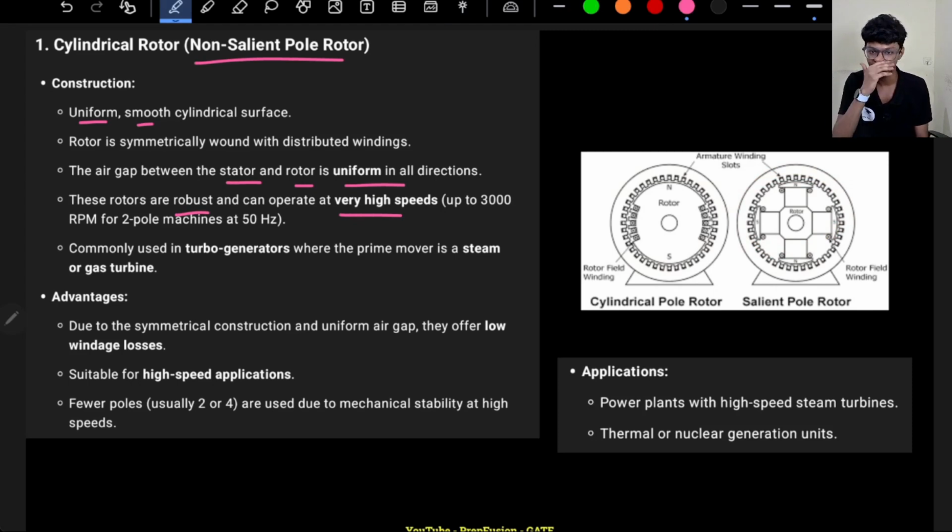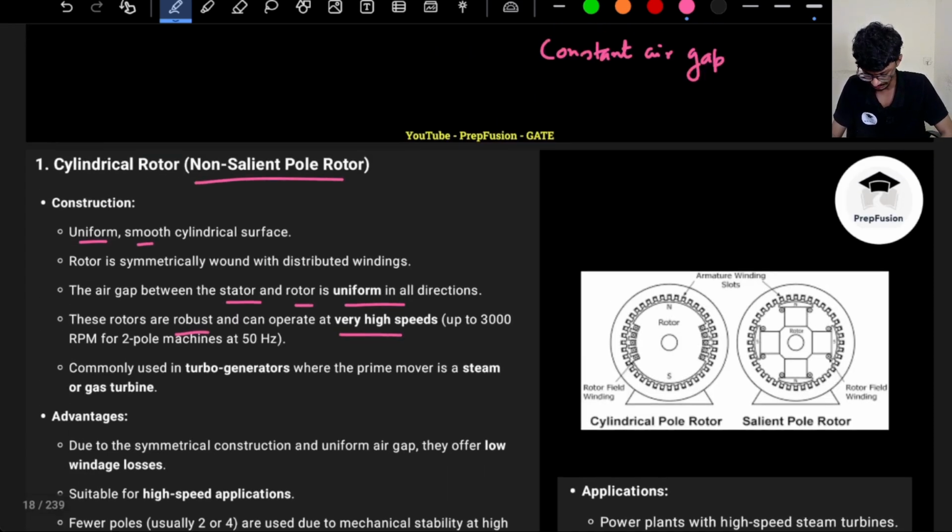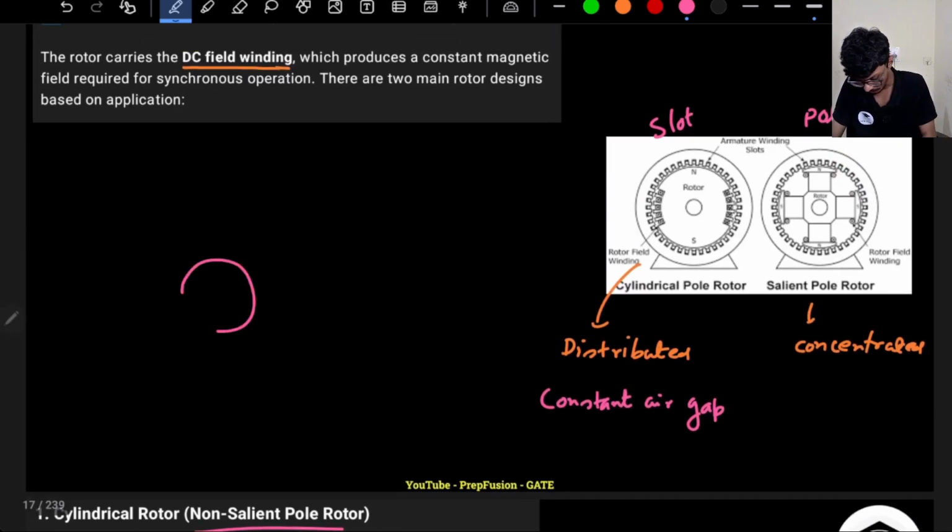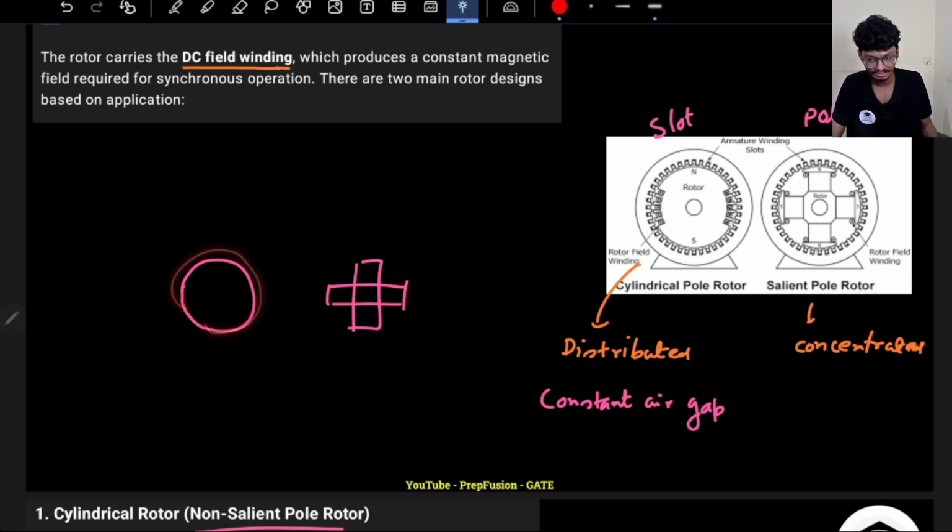These rotors are robust and can work at high speeds. Why can they work at high speeds? Basically, rotating a circular object and rotating this elongated object are very different things. Because this is uniform, symmetry is here. If you see, this is a circle, so rotating this is much easier than rotating this, because this will provide a moment of inertia, since it is elongated along the y-axis and the x-axis.